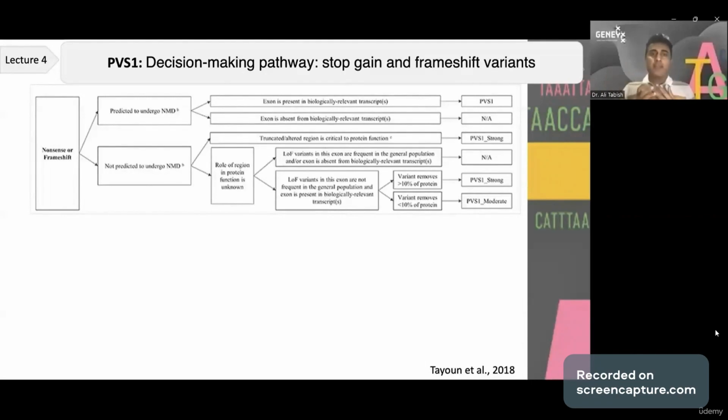On the other hand, if the role of the protein region is not clear or is unknown, then we see whether loss of function variants in this exon are frequent in the general population, and the exon is absent from biologically relevant transcript. If a loss of function variant is frequent in the general population, this gives us a hint that maybe this is not disease causing, or it's not present in a biologically relevant transcript. Again, it hints it's not disease causing. So we will not apply PVS1.